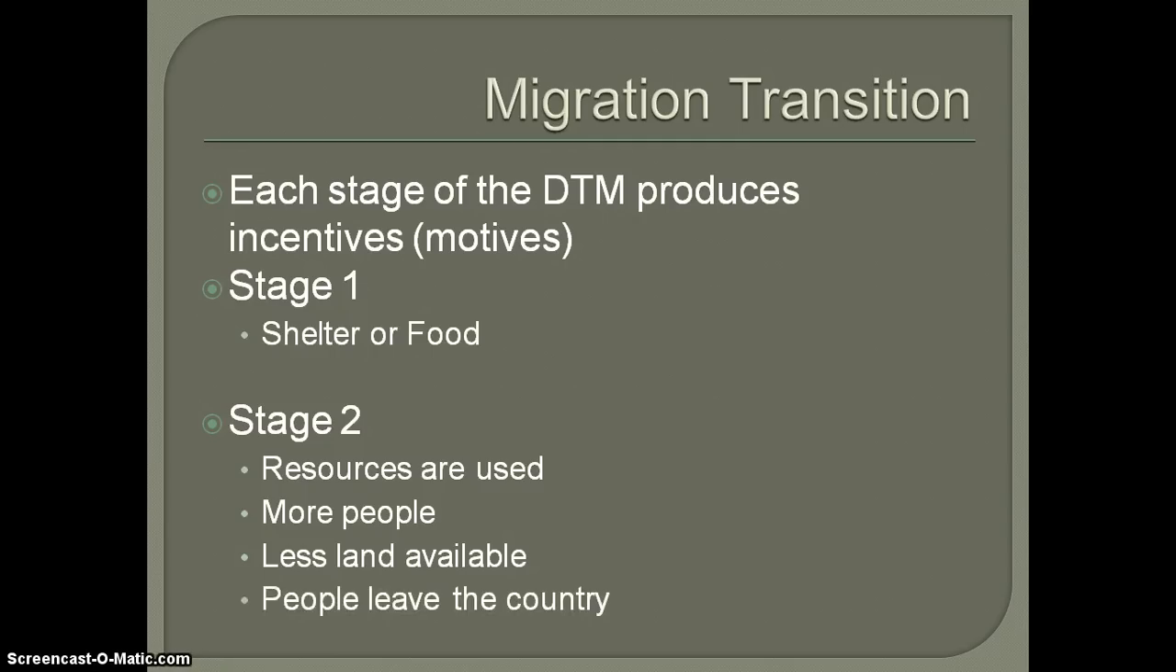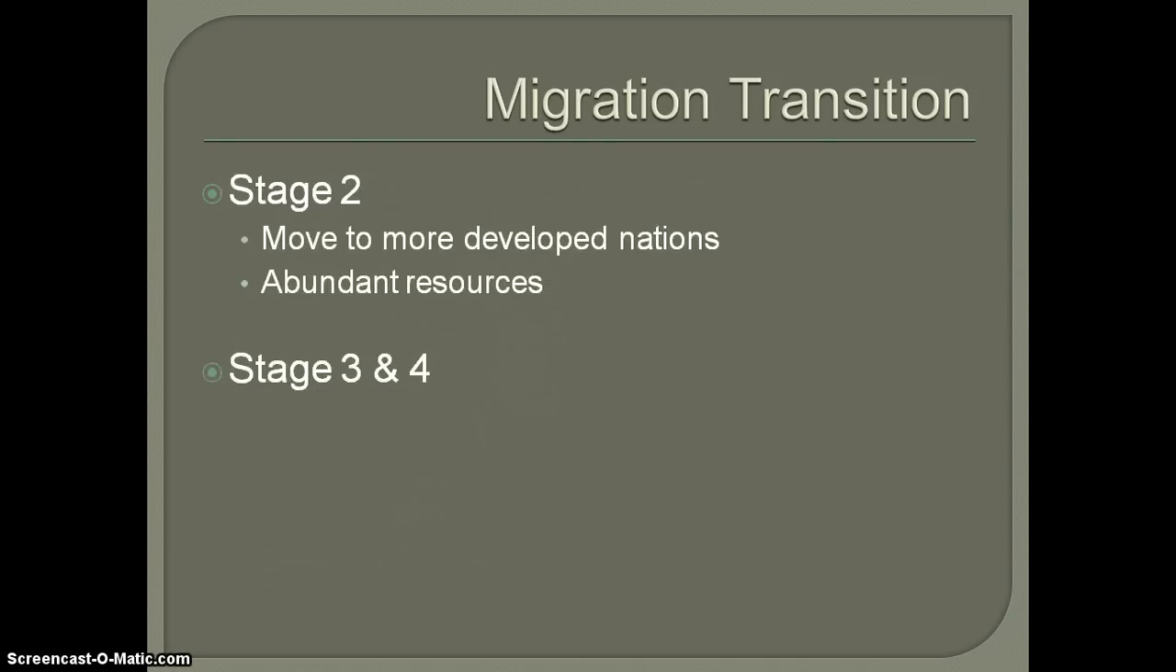And so this, a lot of times, is going to cause people to leave the country that they're a part of. And so really, if you look at stage 1, that's more of an internal movement, whereas stage 2 is going to be an external movement, or a move to a new country. So again, mainly because resources are being used up, there's less land available, there's more people, and so they're going to need to go to a new place where either more resources are available or there's just more space.